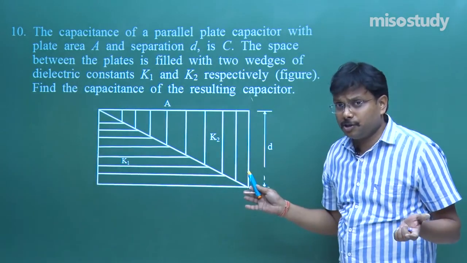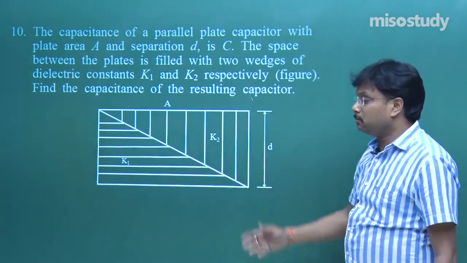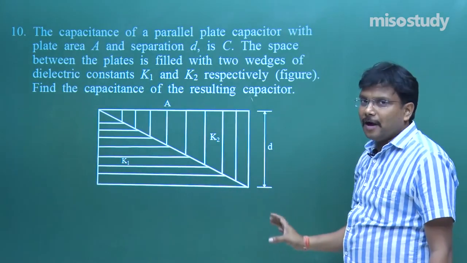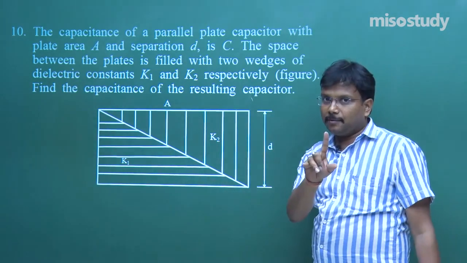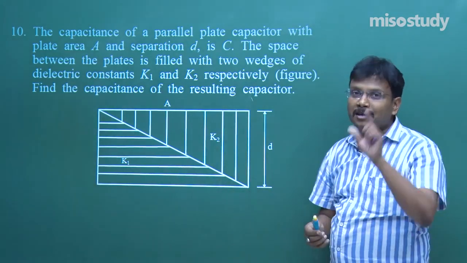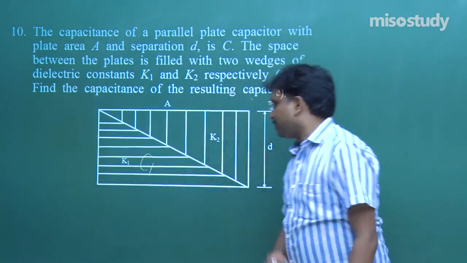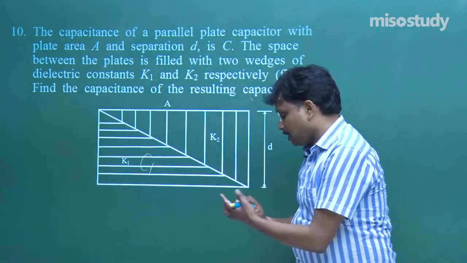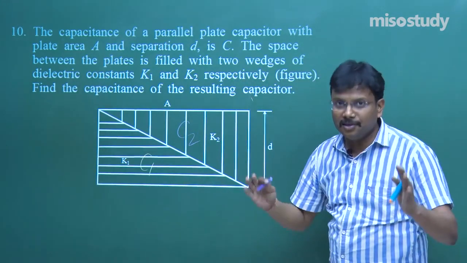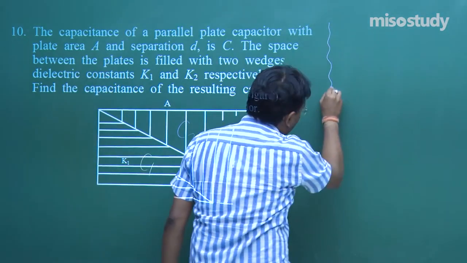It is a simple question, but just because of the insertion of these two types of dielectric material, and that too in a specific fashion, it is now not one capacitor but a combination of two capacitors connected in series. Capacitor C1 is this entire portion, and this entire portion is C2, and both are connected in series. How? I am going to explain with the help of a diagram.